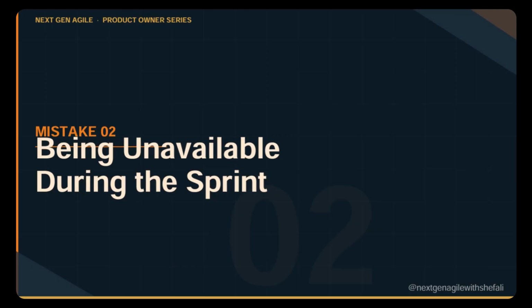Mistake number two, the invisible product owner. I have seen this so many times. The sprint starts on Monday, the product owner hands over the backlog, disappears into back to back stakeholder meetings, and the team doesn't see them until the sprint review. Meanwhile, the developers have questions. They hit a blocker on a story because the requirement wasn't clear. They make assumptions. They build the wrong thing. And at the sprint review, the PO says, "That's not what I meant."